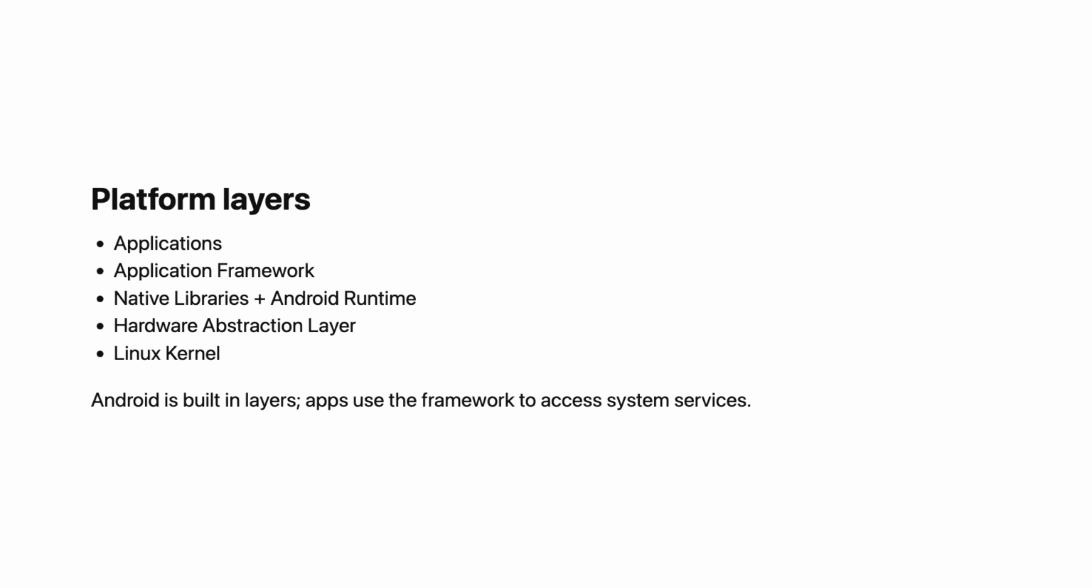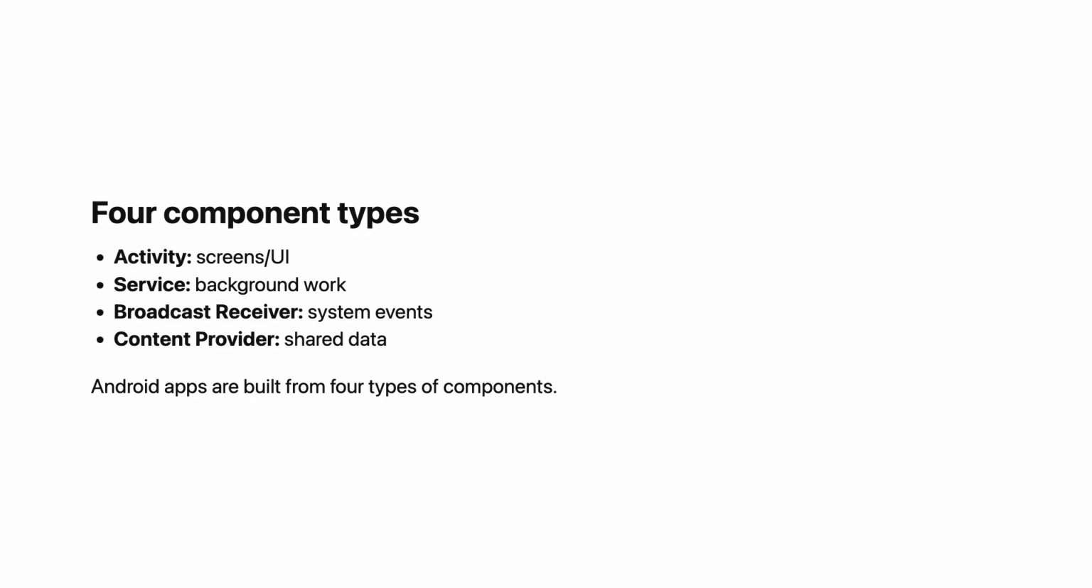Android apps are built from 4 types of components. Activities are screens. They provide user interface. Users interact with activities. Services run in the background. They do work without UI. Music playback, syncing data. Broadcast receivers respond to system-wide events. Battery low, incoming call, airplane mode.